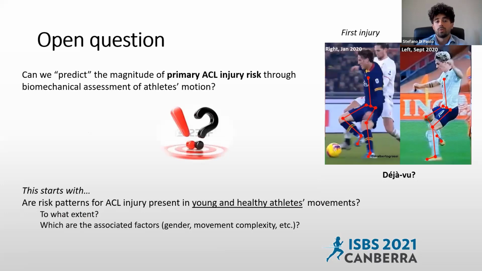So one big open question in the field is, can we predict the primary ACL injury risk magnitude through an assessment of the player's motion, the athlete's biomechanics? To go deeper into this question, we for sure need to start asking ourselves if this risk pattern is present in the healthy population in general, and to what extent this happens, and if there are any associated factors, for example, if gender, movement complexity, and so on are associated factors to the biomechanical risk pattern for anterior cruciate ligament injury.